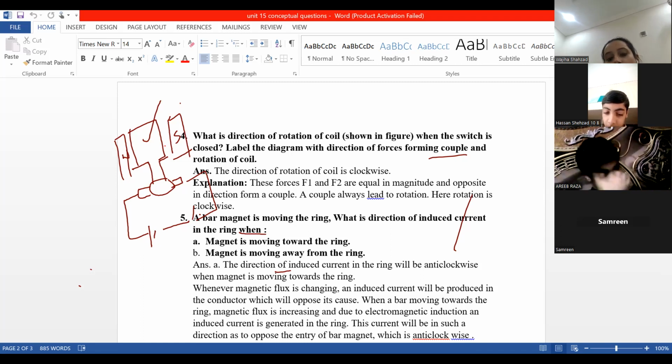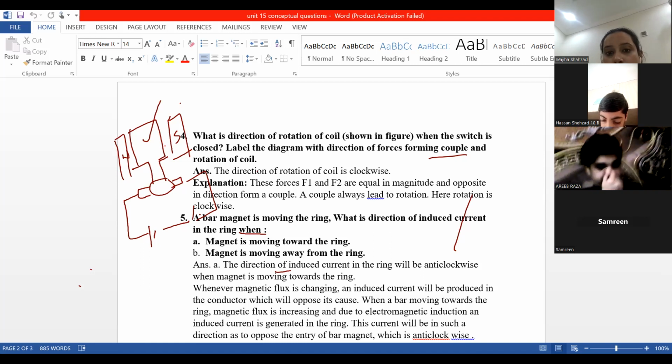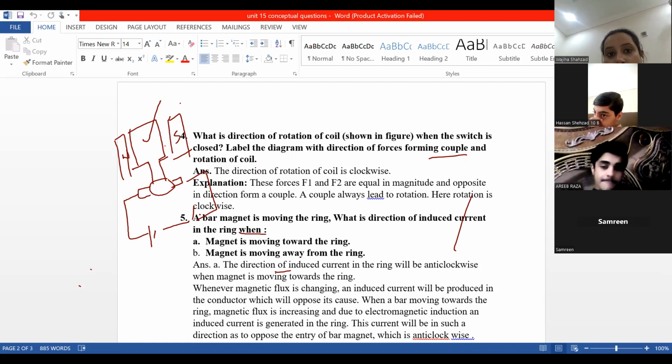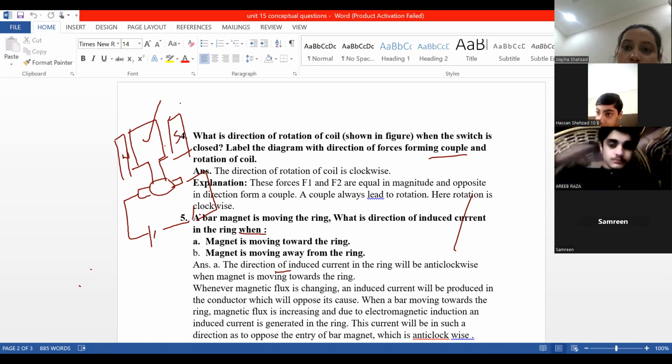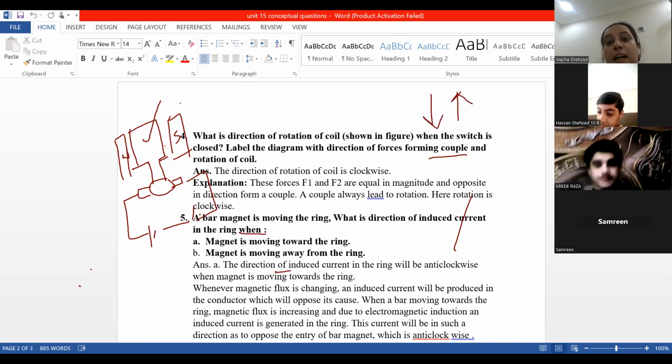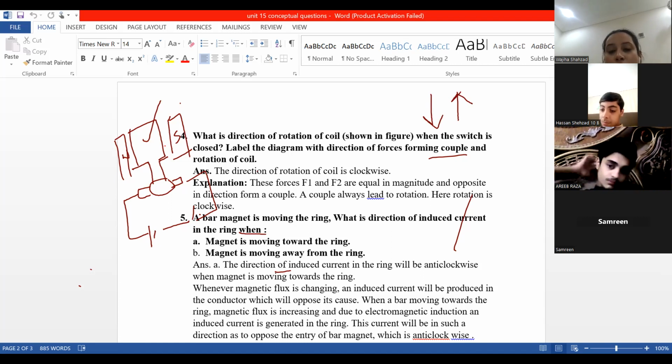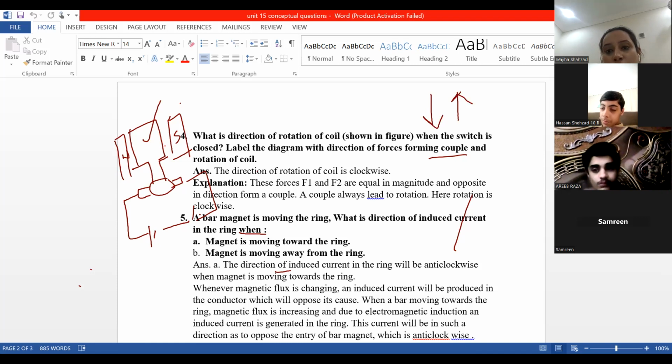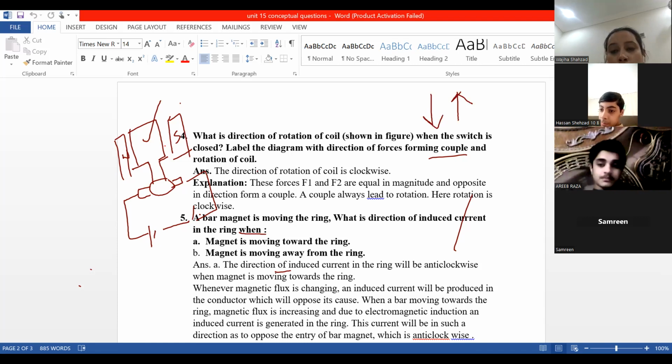Okay, we can define a couple as when two forces have opposite directions, meaning the lines of action of the forces are opposite to each other, and we are using two forces that we can say are unlike parallel forces. So if one force is in upward direction and the other force is in downward direction, these two are known as unlike parallel forces. Why are we calling these unlike parallel forces? Because they have opposite directions, right?